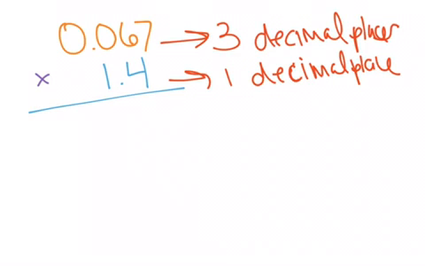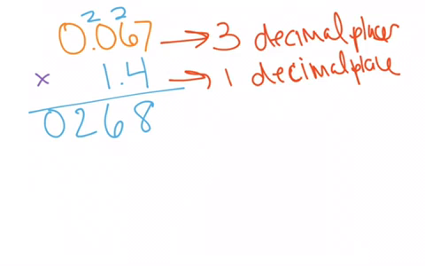Okay, so we're going to straight up multiply as if we were multiplying 2 whole numbers. All right, so 4 times 7 is 28. Drop my 8, carry my 2. 4 times 6 is going to be 24, plus 2 is 26. Drop my 6, carry my 2. 4 times 0 is 0, plus 2 is 2. 4 times 0 is 0.